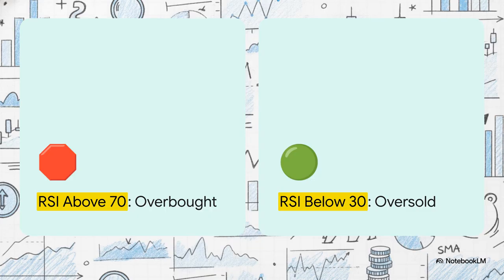If you see the RSI push above 70, that is your signal to pause. The market is overbought, meaning buyers might be exhausted and a dip is probably imminent. Conversely, an RSI below 30 means it's oversold. The sellers push too hard, and the stock might be due for a bounce. It's a fantastic gauge for spotting market exhaustion.